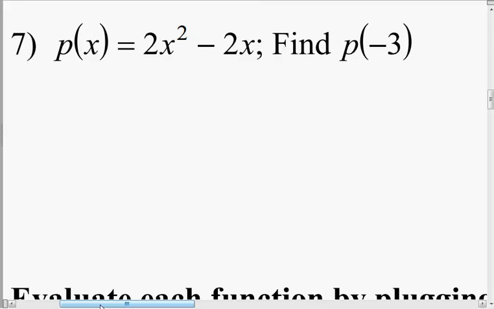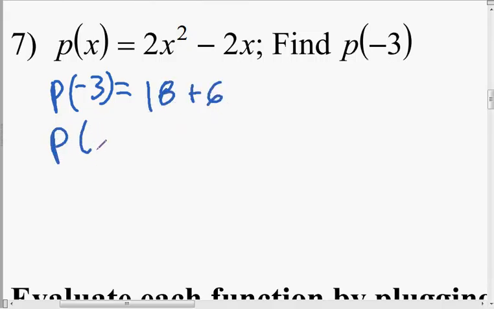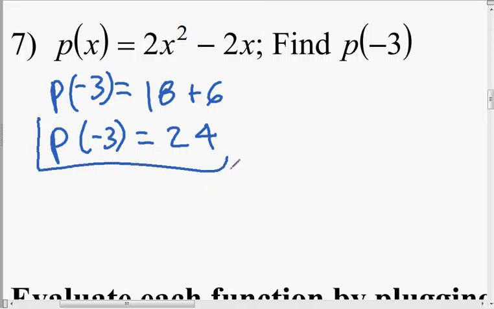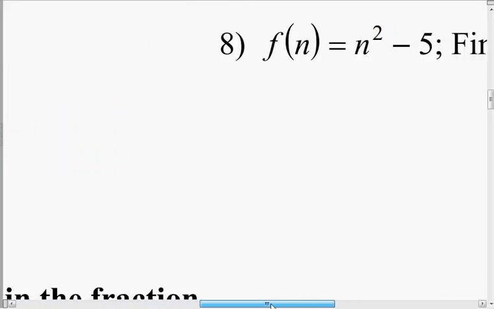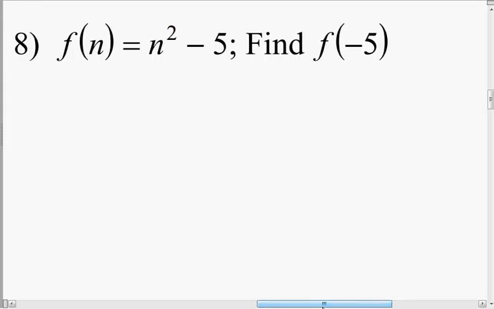Okay, now that you're back, negative 3 squared is positive 9, because I do negative 3 times negative 3. 2 times 9 is 18, and then I have to subtract 2 times negative 3, or add negative 2 times negative 3. So I end up with 18 plus 6, p of negative 3 equals 24. Try number 8 now. Pause the video really quickly, number 8, and then come back and you can check your answer.